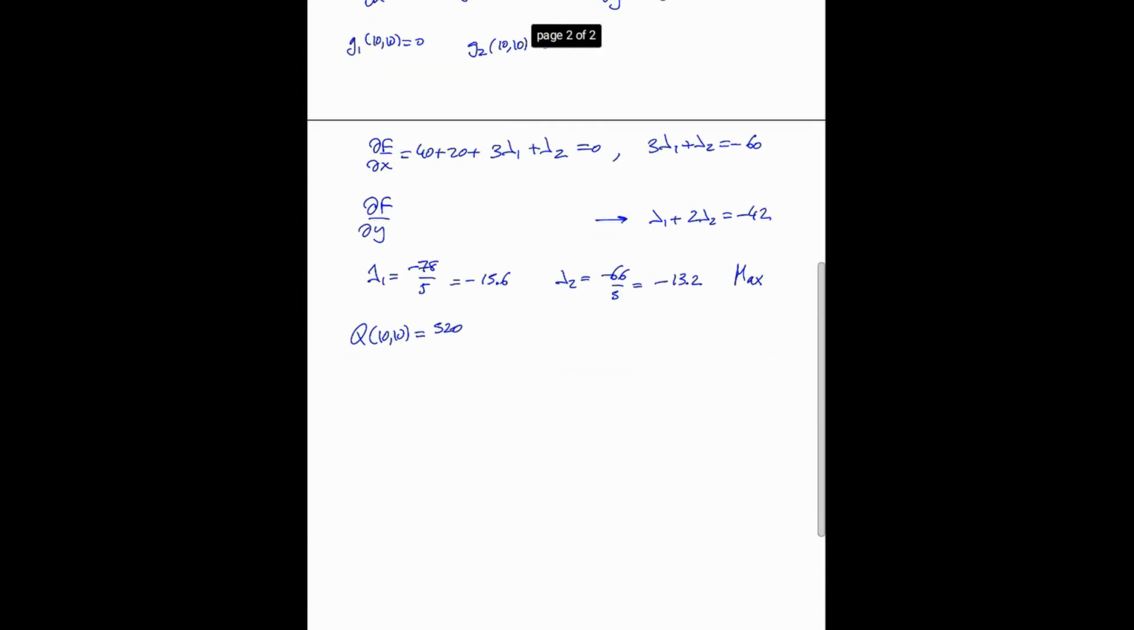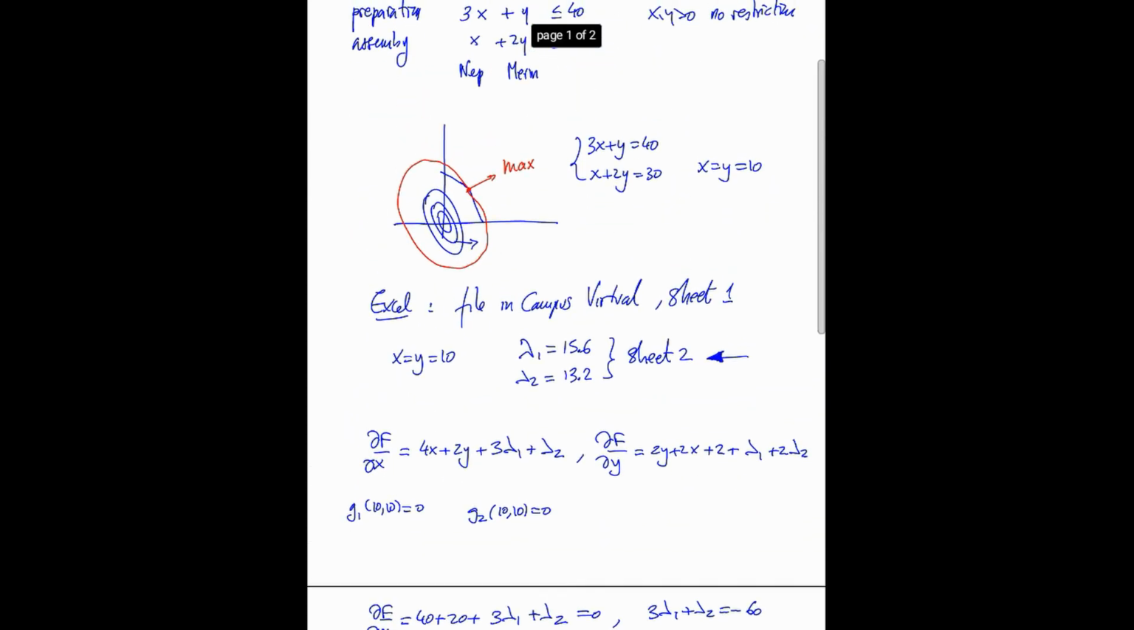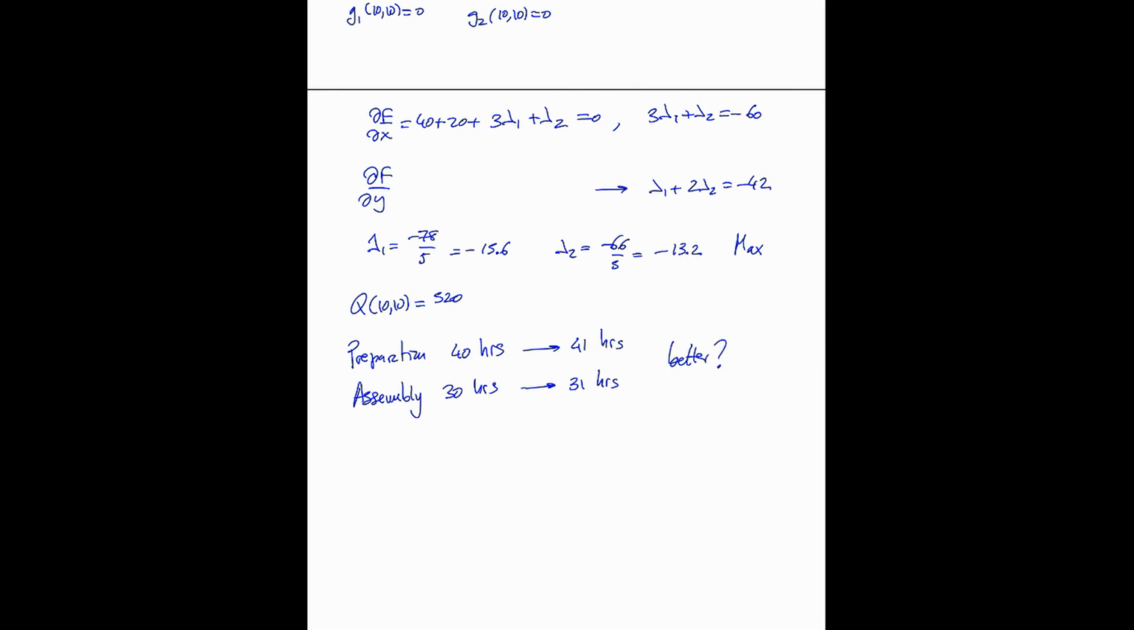If the company could increase the number, you see, it has two things. It has the number of preparation hours, which is 40. What if it could increase to 41 hours? And it has the assembly hours, which are 30. What if it could increase to 31, but not both at the same time? Which one is better? The solution for this could be done again, and you can look in the Excel sheet.